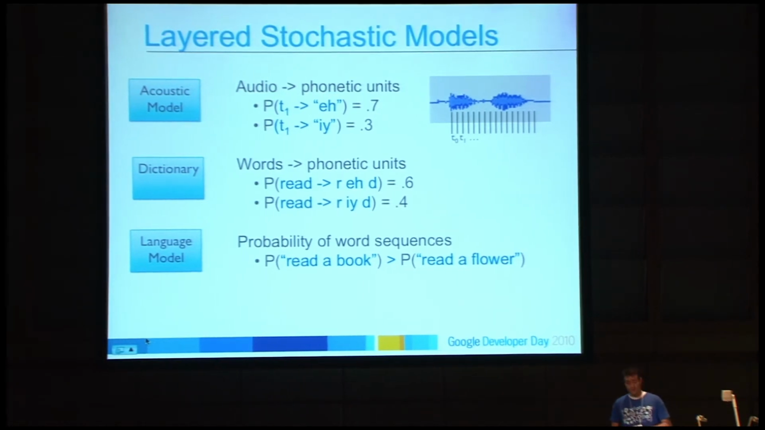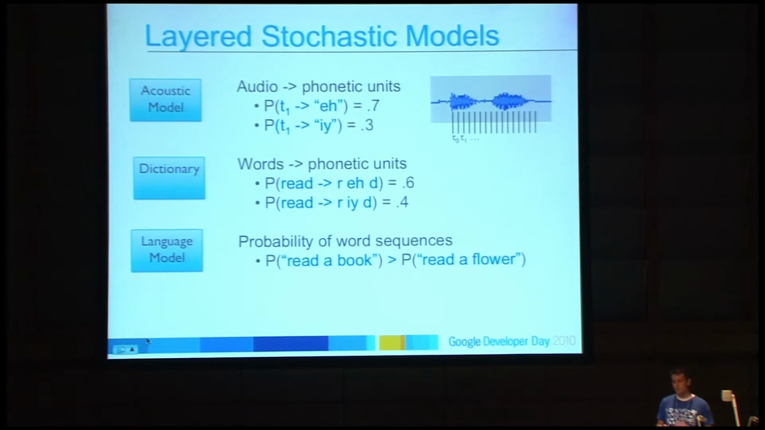Finally, the language model gives me a probability of word sequences. So the language model doesn't know anything about the acoustics of the language, but it looks purely at what word sequences are likely to occur in that language. So for example, I would want my language model to tell me that the probability of the word sequence read a book is much higher than the probability of the word sequence read a flower. Because given no contextual information, no acoustic information, we know that people are much more likely to say read a book than read a flower. It's just a much more common phrase.